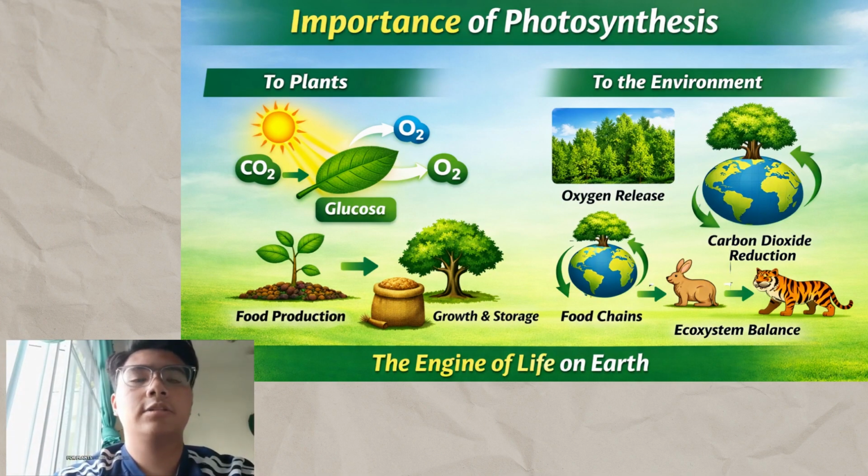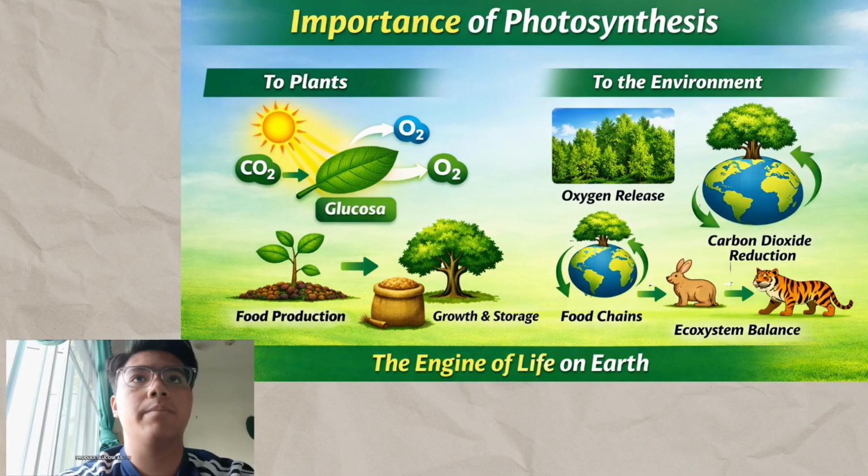For plants, photosynthesis is very important because it produces glucose as the main source of energy. This glucose is used to build new tissue, repair damaged cells, and support the growth of root, stem, and leaf. In addition, glucose is stored in the form of starch as an energy reserve for future use, especially when there is no sunlight. Without photosynthesis, plants will not be able to live, reproduce, or sustain their survival.